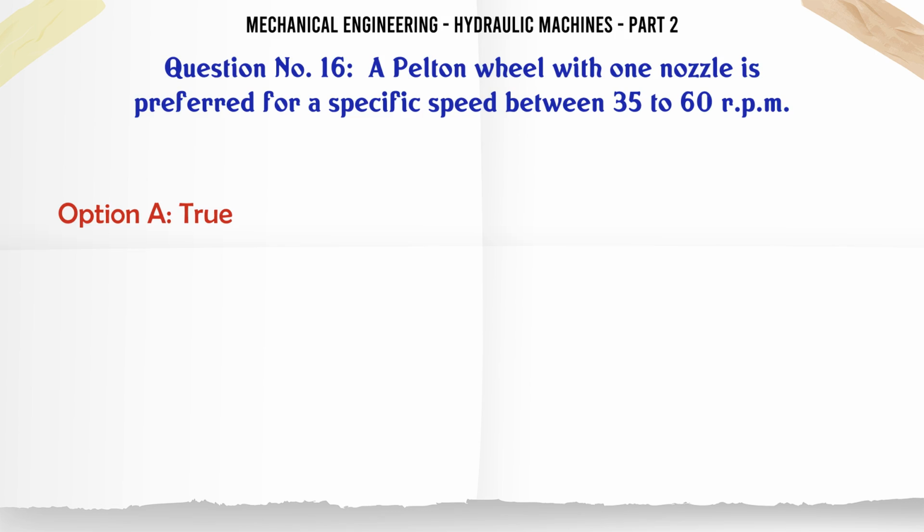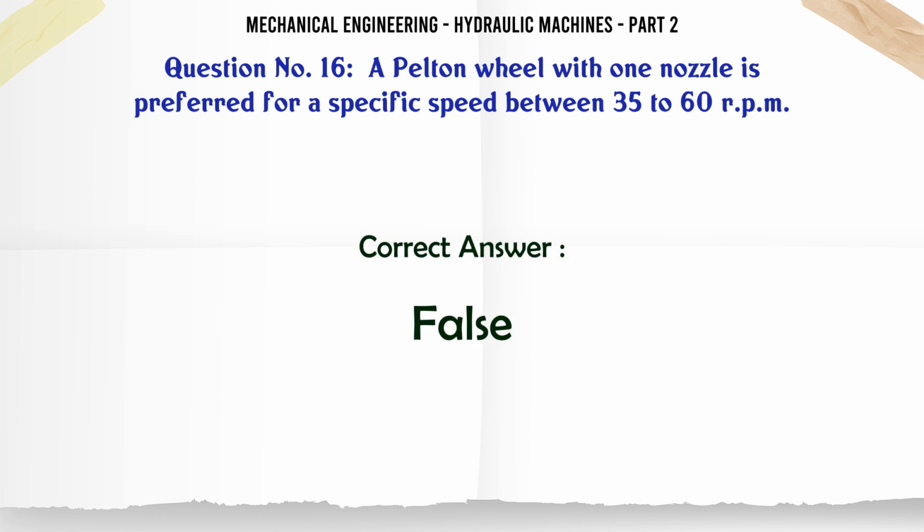A Pelton wheel with one nozzle is preferred for a specific speed between 35 to 60 r.p.m. A. True. B. False. C. D. The correct answer is false.